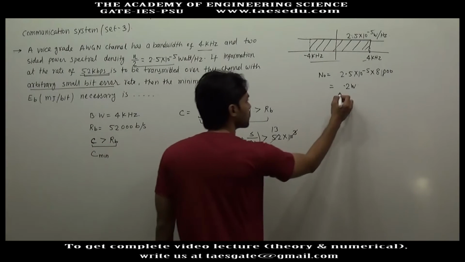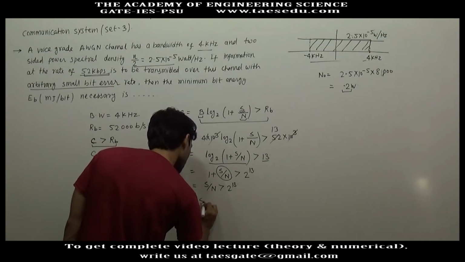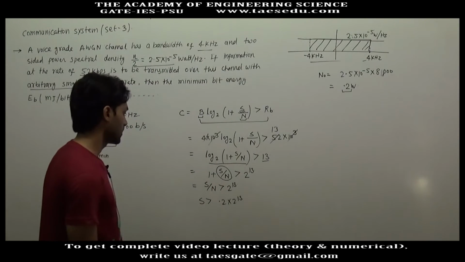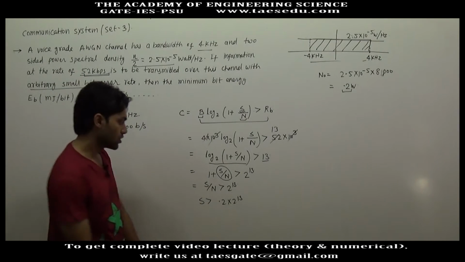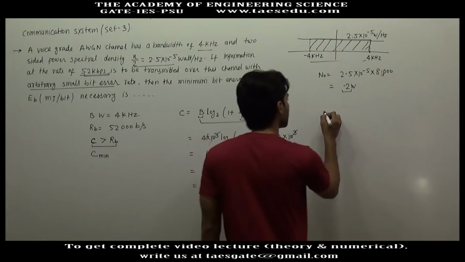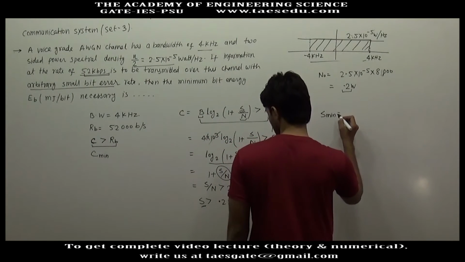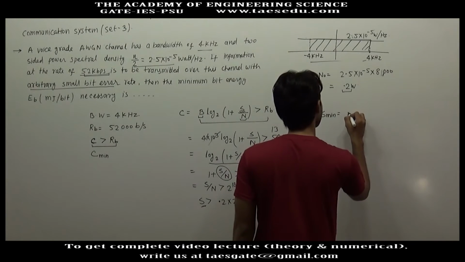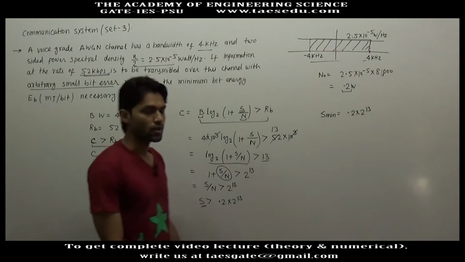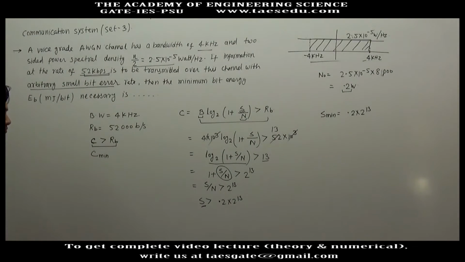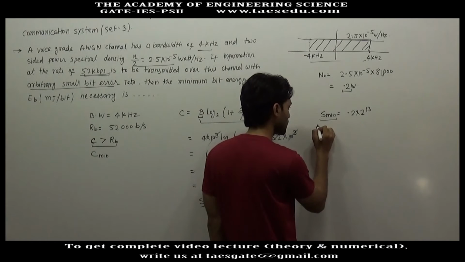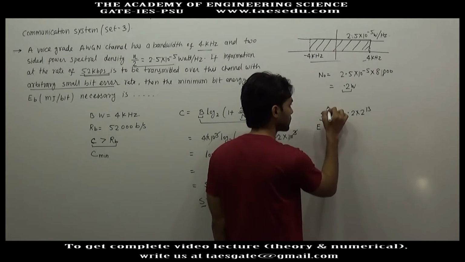N is equal to 0.2, so signal power has to be greater than 0.2 into 2 to power 13. If this quantity has to be greater than 0.2 into 2 to power 13, it means that the minimum value of signal power has to be 0.2 into 2 to power 13. Okay, so this is signal power, and power is nothing but energy if this power is in watt.